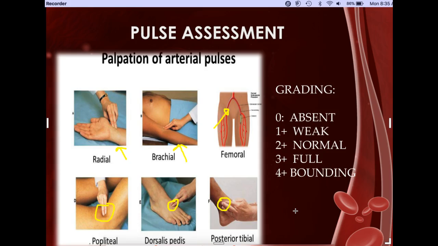Grading of the pulses. If you don't feel a pulse, it would be a 0. 1+ is weak. 2+ is what we expect to find on each other when you're assessing your partner. 3+ would be very full and you would feel it even stronger than you normally would, and 4+ would be bounding. Assessing these different types of graded pulses is going to take practice in the clinical setting, because on each other it's generally going to be a 2+, but I do want you to know that 2+ is normal.